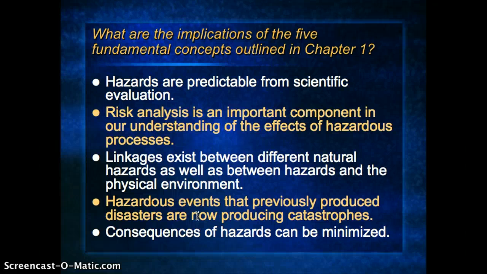So the first one is that hazards are predictable from scientific evaluation. Some hazards are easier to predict than others. In a lot of the hazard sciences, we try to develop predictions with the assumption that if we understand the hazard well enough, we should be able to come up with some kind of prediction that people can use.